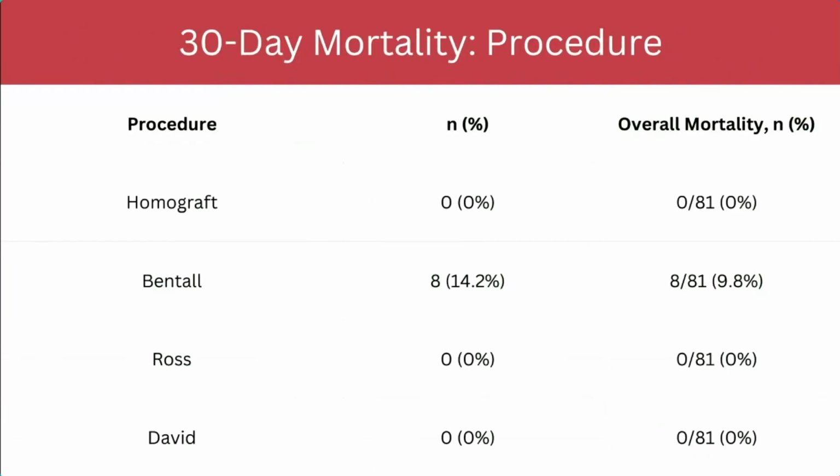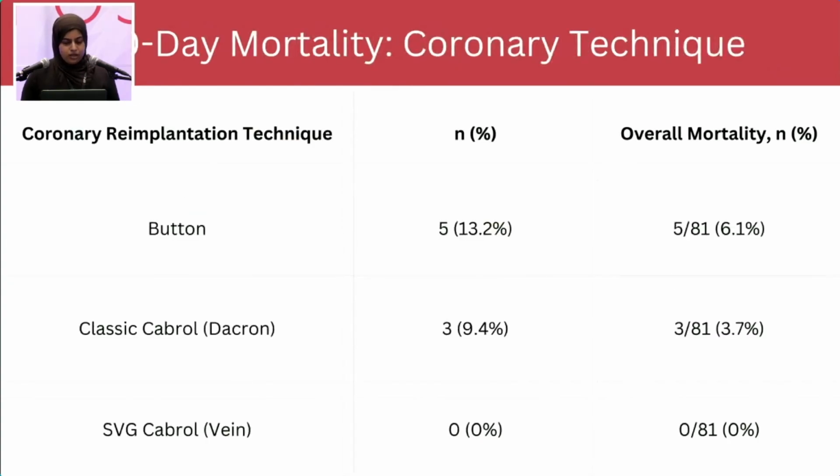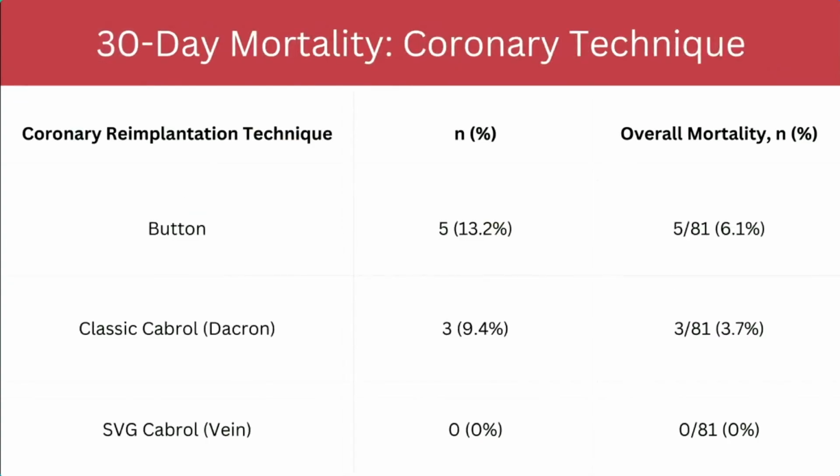30-day mortality, there were no deaths in the homograft, Ross, or David groups. All observed mortality occurred in the Bentall group with a 30-day mortality rate of 14.2%, representing 8 deaths among 56 patients. The button technique had a mortality rate of 13.2%. The classic Cabrol technique was 9.4%, and no deaths were observed in the SVG Cabrol group. The overall mortality was 9.8%.